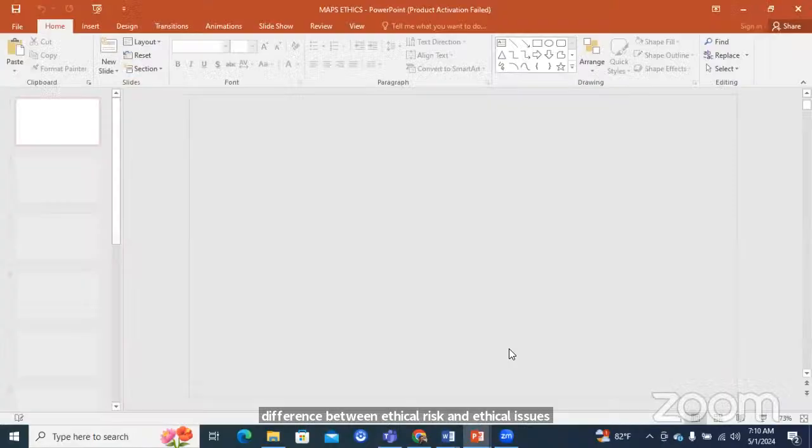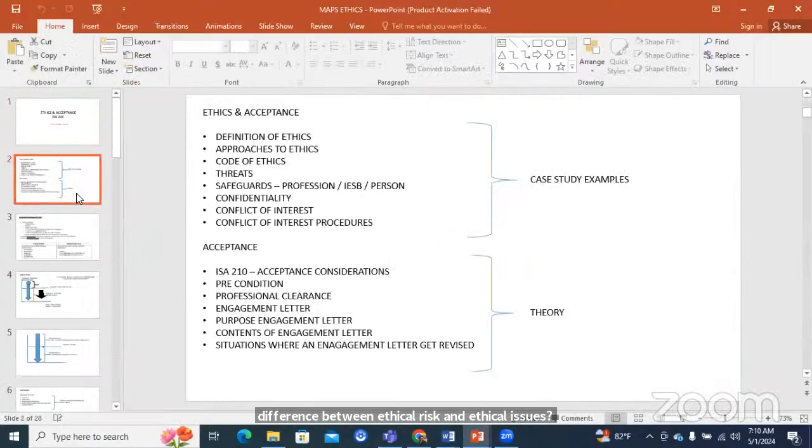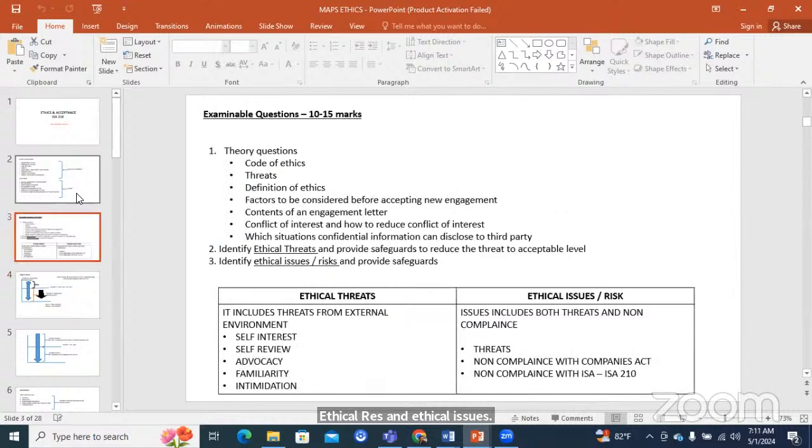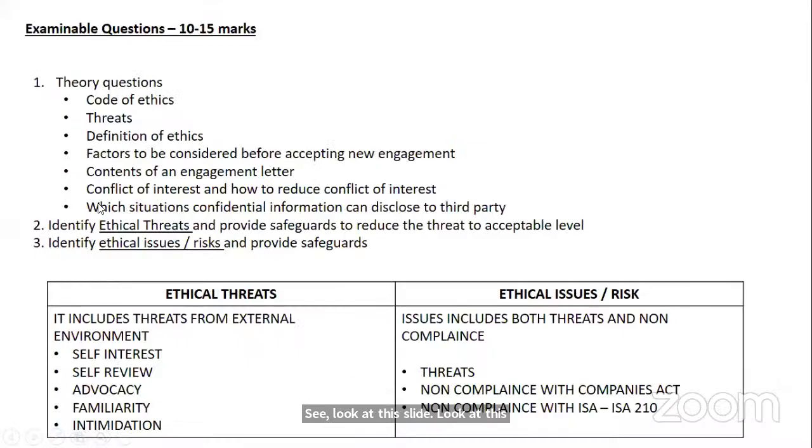Ethical risk and ethical issues. See, look at this slide. Ethical threats means it includes threats from an external enemy, from someone else other than the auditor, from the other side. Threats are possible. What type of threat?